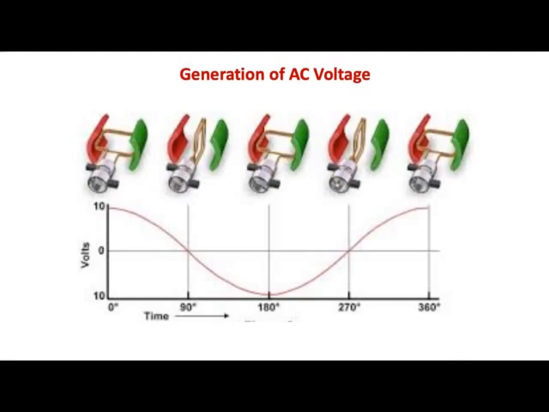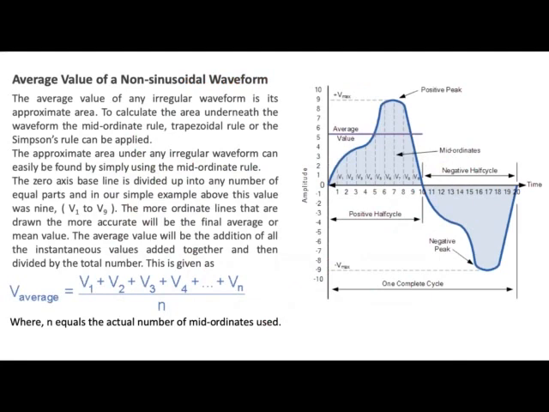generated by the given machine or the generator, where we have taken a simple permanent magnet and a coil, and when the coil cuts the flux, the EMF is induced in the coil, and therefore we get a sine wave at the output. Now, how do you measure the magnitude of the AC waveforms? One is the average value, the other one is the RMS value.